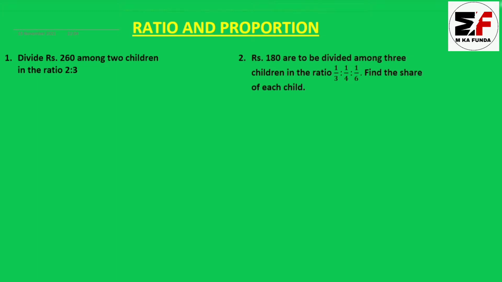Today I have come up with the video of ratio and proportion. In this video, we will learn how to solve ratio problem sums. Here I have mentioned two questions. Number 1, divide rupees 260 among two children in the ratio 2:3. And question number 2 is rupees 180 are to be divided among 3 children in the ratio 1/3 is to 1/4 is to 1/6. Find the share of each child.